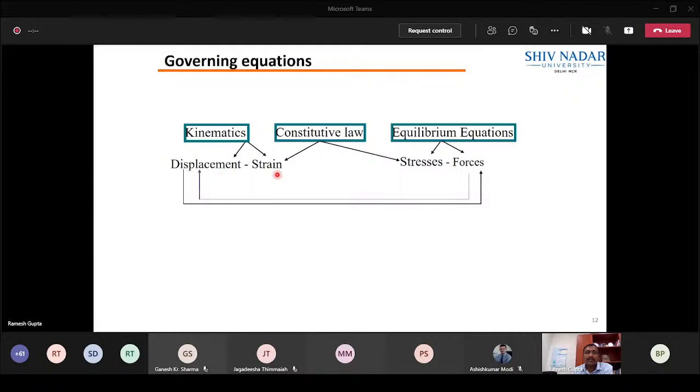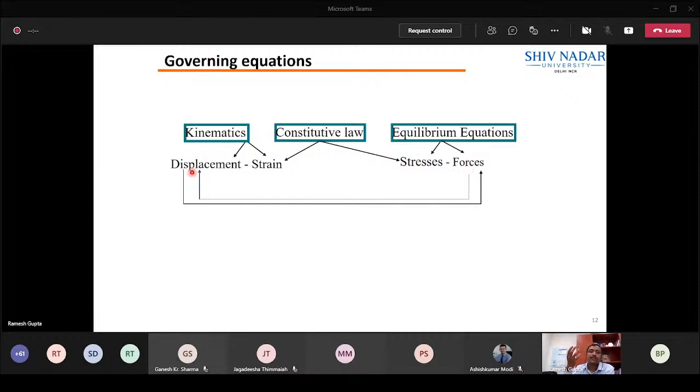Whereas you have two virtual quantities, that means imaginary quantities: one is the strain, another is the stress. Now these are the virtual quantities, whereas your force and displacements are real in nature.